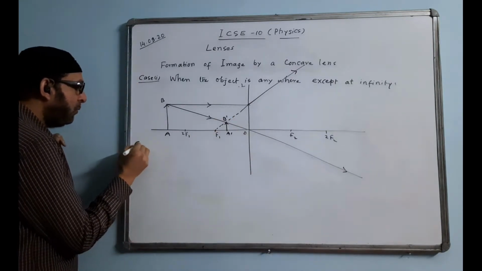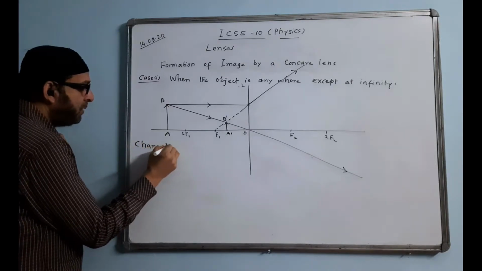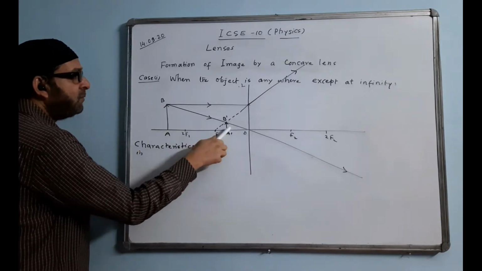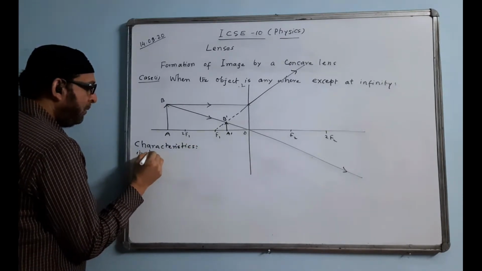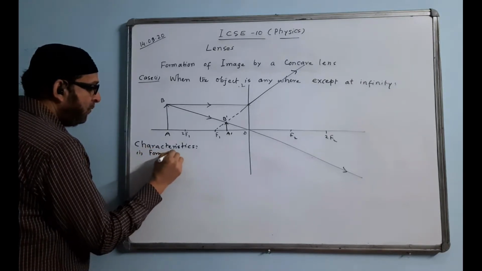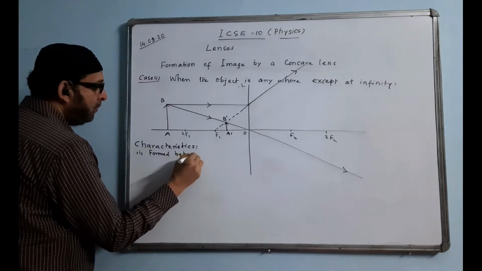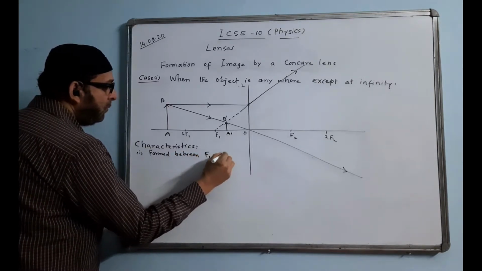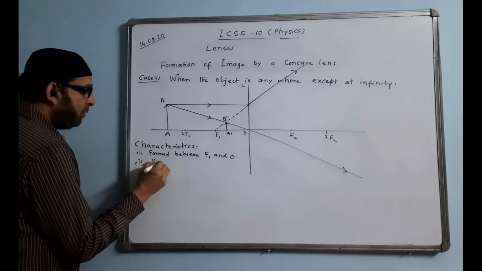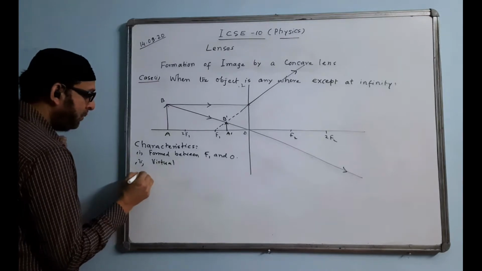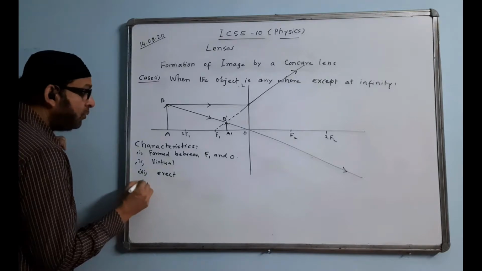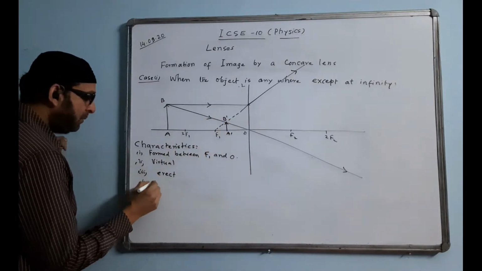We write the characteristics now. Number one, it is formed between F1 and O. Second one, virtual, because a dotted line is used. And a virtual image is always erect or upright. Fourth point we see, diminished.